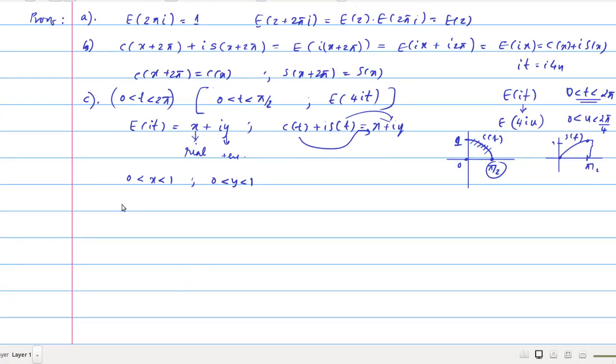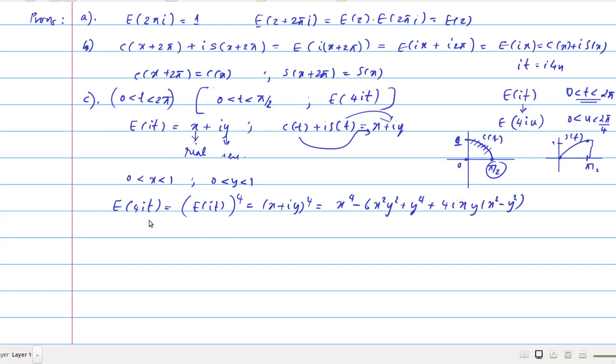So if you evaluate E of 4IT, that is equal to, we know that E of 4IT is E of IT into E of IT into E of IT, 4 times, so this can be written as E of IT raised to 4, that is equal to x plus iy whole raised to 4. By simplifying this, you expand and group the real part and imaginary part. Then you get x raised to 4 minus 6x square y square plus y raised to 4 plus 4ixy times x square minus y square.